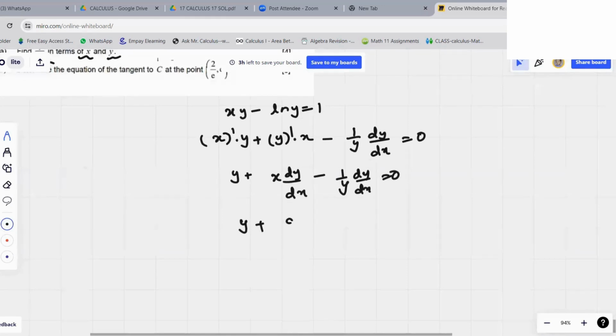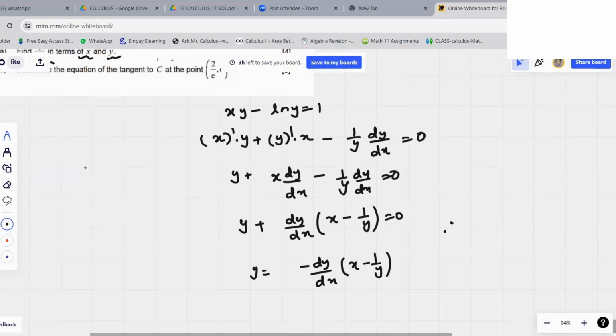Plus dy by dx, if I take common, I can write it as (x minus 1 by y) equal to 0. That means y is equal to minus dy by dx into (x minus 1 by y). Therefore, dy by dx is equal to this; the minus I am taking inside, so I will write it as dy by dx times (1 by y minus x). Agree? When you are distributing this minus, what will you get?